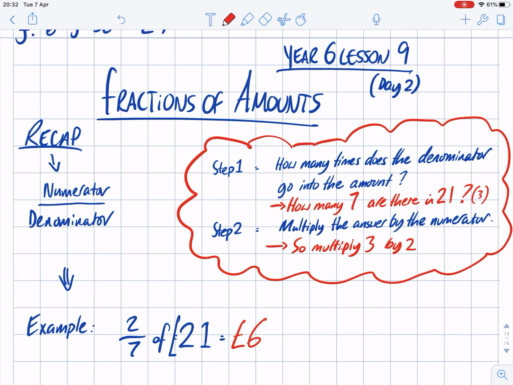So just to remind you, step 1, how many times does the denominator go into the amount, which is 21, and then whatever the answer is, multiply it by your numerator.